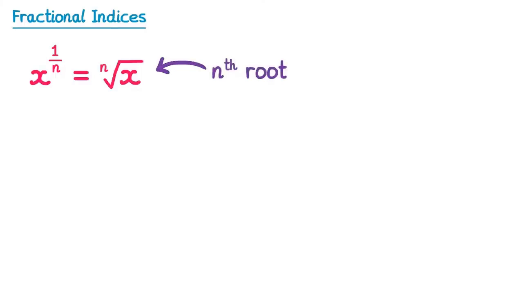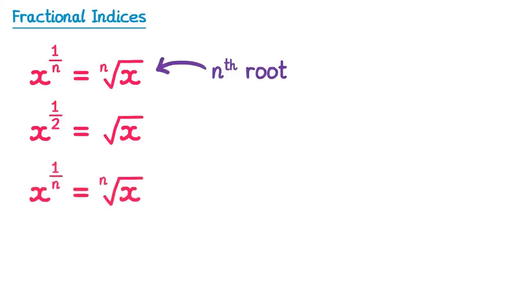So what does this mean? Well, if we had x to the 1 over 2, then we're looking for the second root of x. Now we don't normally call this the second root. In fact, we don't even write the 2. We write it like this and we call it the square root. So if you have anything to the power half, you just need to do the square root of it.